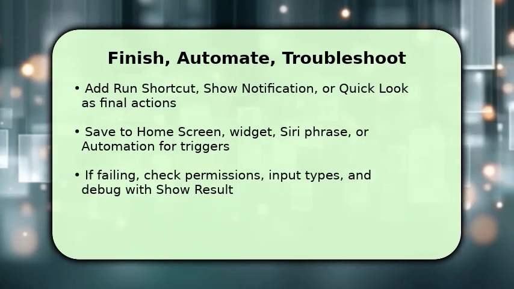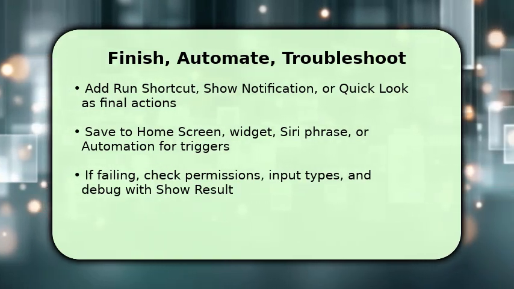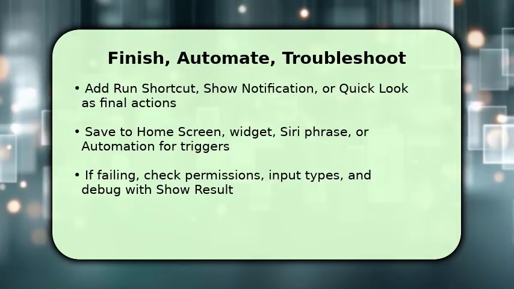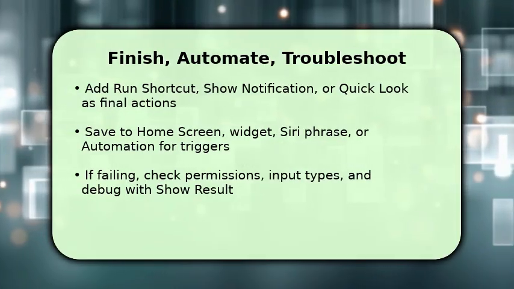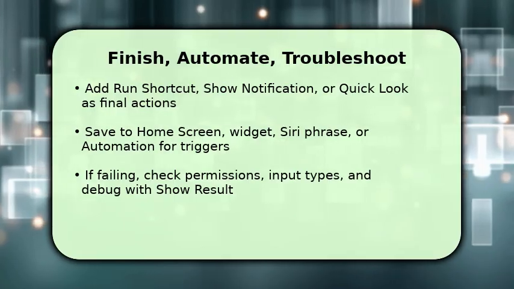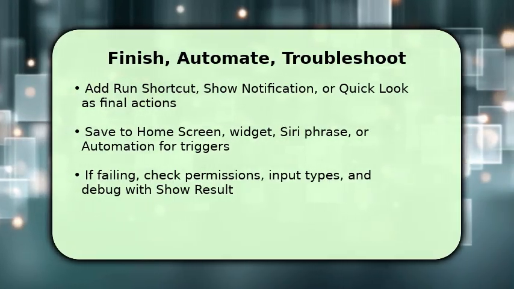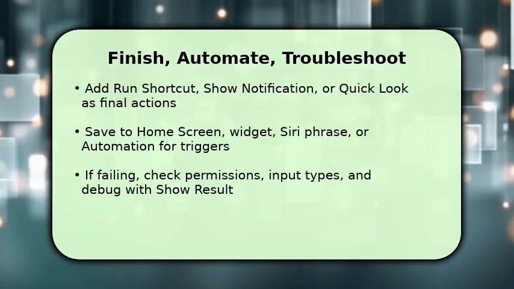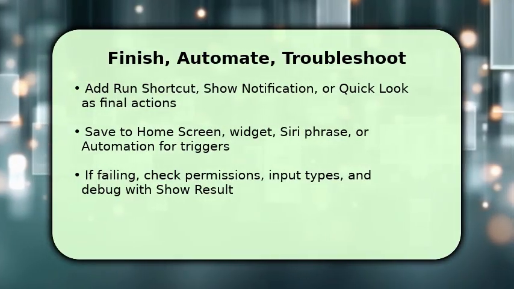Complete the shortcut by adding final actions like show notification, quick look, or save file so results are visible and useful. Then wire triggers. Assign a Siri phrase, add a home screen icon, place the shortcut in a widget, or create an automation that runs on time or event.